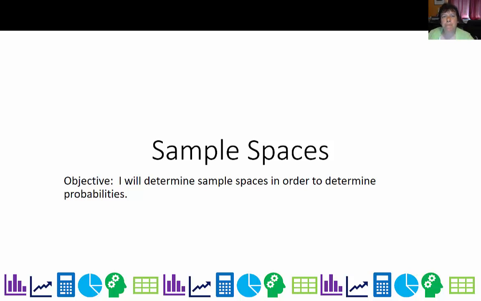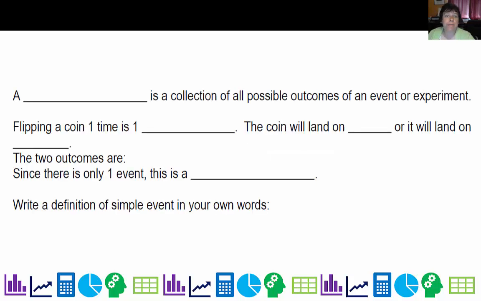Before we start talking about probability, it's really helpful to understand what sample spaces are, which are basically the outcomes for different events. So, a sample space is a collection of all possible outcomes of an event or experiment. Flipping a coin one time is one experiment or event.